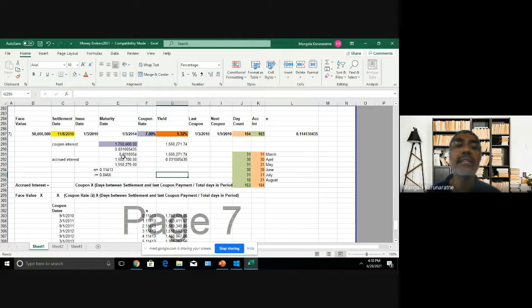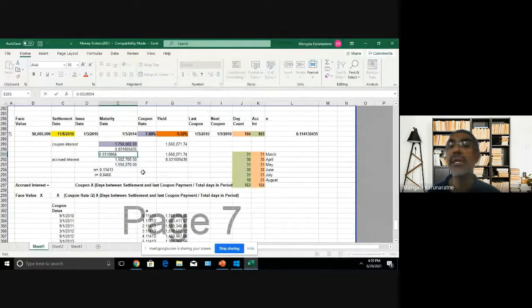Actually, we have to take 0.3100. You can take up to, we said up to 6 decimals, no? So this should be the accrued interest, right? If we take it for 6 decimals, this should be the accrued interest.